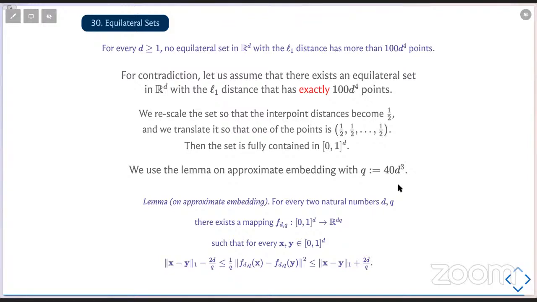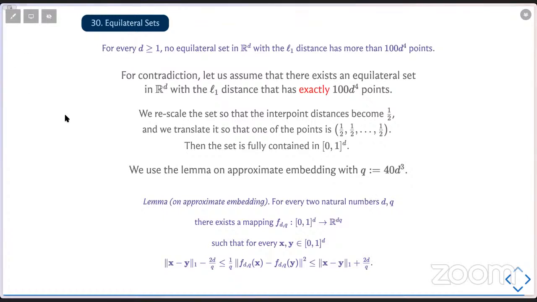So yeah, these are the points that we're going to push to R^{DQ}. So D we already know because that's given by the lemma. That's where we're working. Q we needed to specify, so that's specified as some constant times d cubed. Those are the two numbers that we pick to plug into this lemma here. And what the lemma is going to do for us is take every point in our assumed large equilateral set and dump them to various locations in R^{DQ}, but with this nice guarantee. So how does that guarantee translate for us?